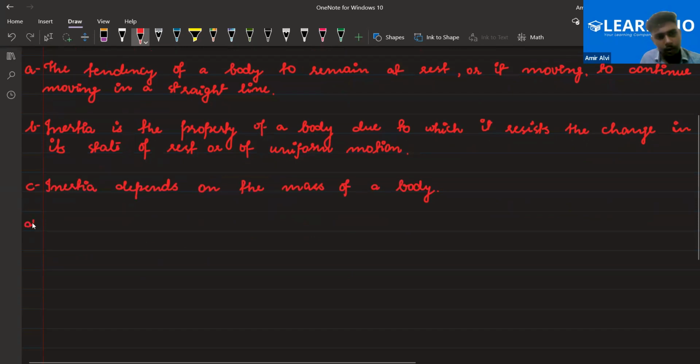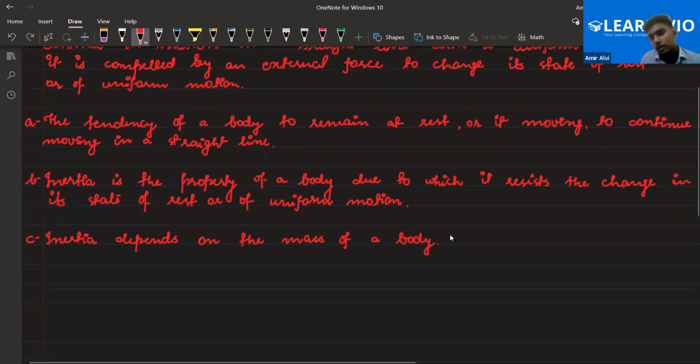So for the D point, it means that a heavier object will have more inertia than a lighter object.